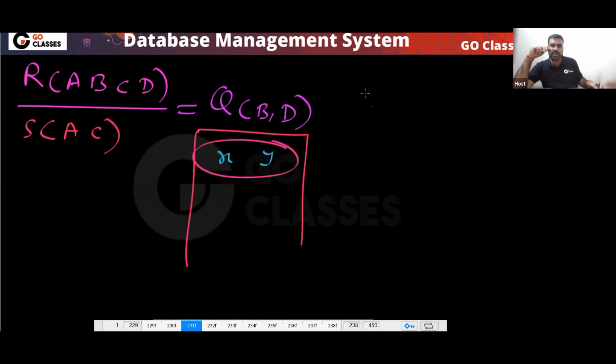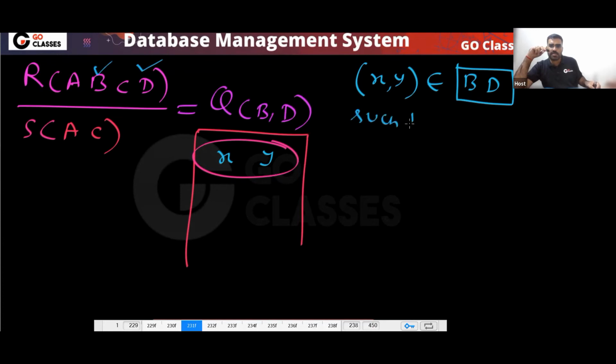So I can say x comma y, this x comma y belongs to BD. Yes or no? This is your B, this is your D. So they will belong to BD, such that those values of BD. Finally, I can say here you will have those values of BD.